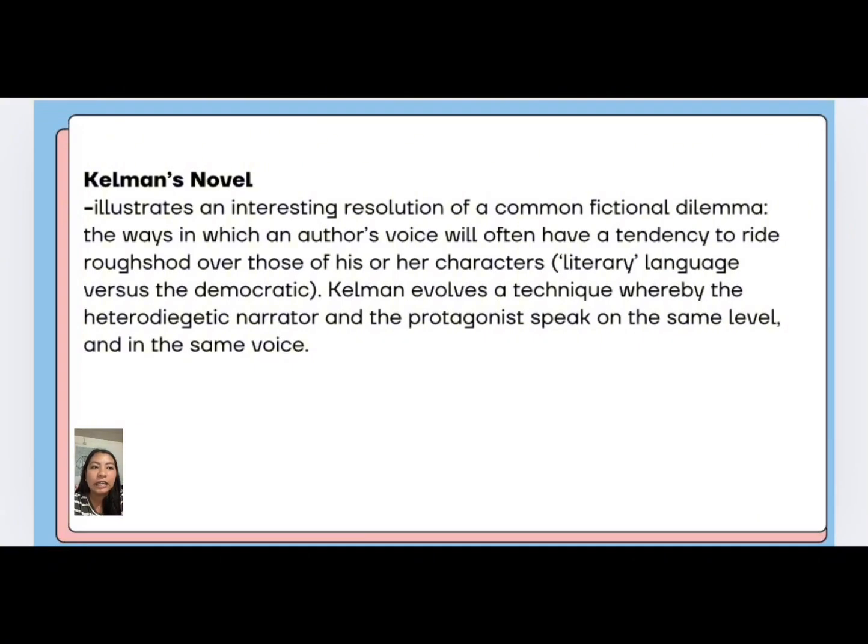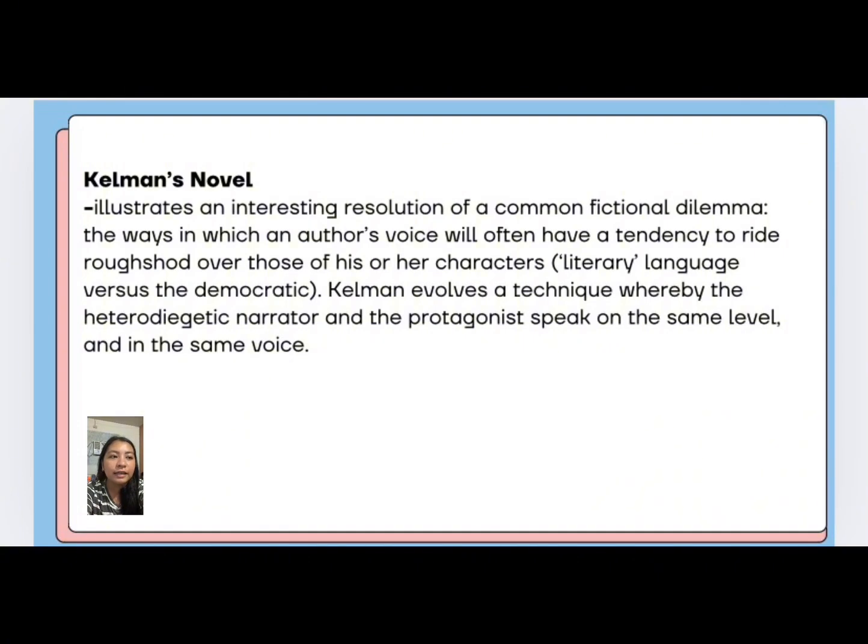Kelman evolves a technique whereby the heterodiegetic narrator and the protagonist speak on the same level and in the same voice. So according to James Kelman's novels, particularly in works like How Late It Was, How Late, the author grapples with a common tension in literature: the conflict between an authorial voice, often formal, controlled, and literary, and the voices of characters, which may be more colloquial, fragmented, and reflective of their social and cultural backgrounds.